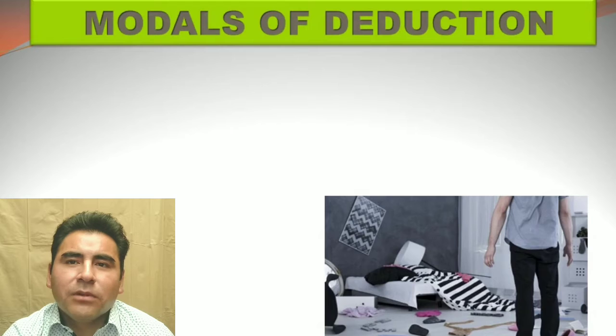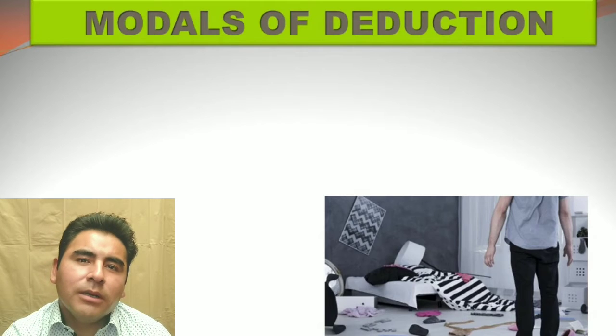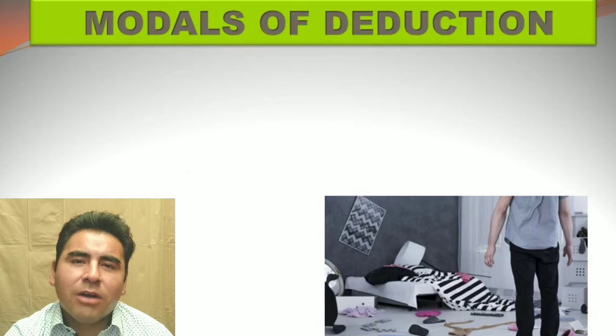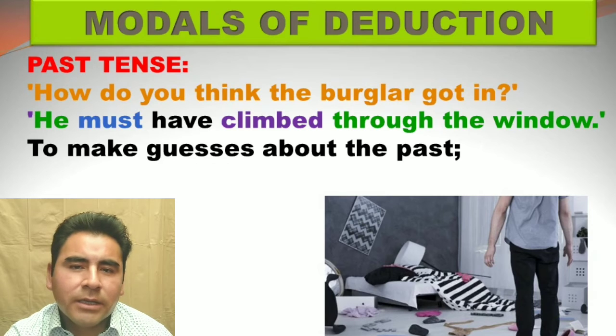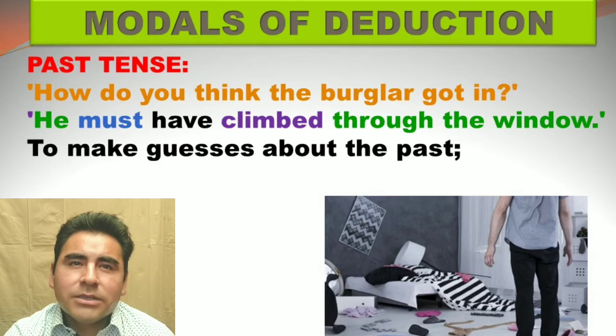Look at this picture. We have a house. Probably it was a robbery or housebreaking. But how do you think the burglar got in? And we can say he must have climbed through the window. Don't forget how we formulate it. First of all, we have to use must, the modal verb, have, and the past participle. Of course, as with different kinds of sentences, we start like this, right? He must have climbed through the window.